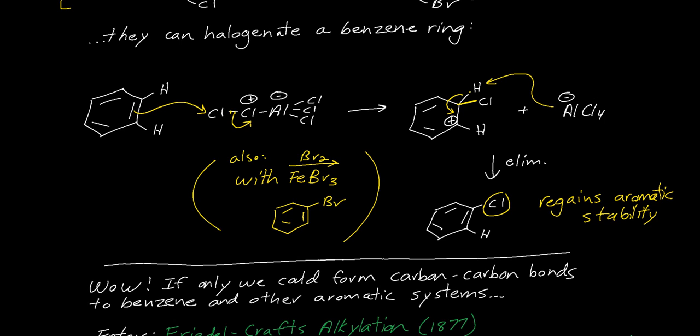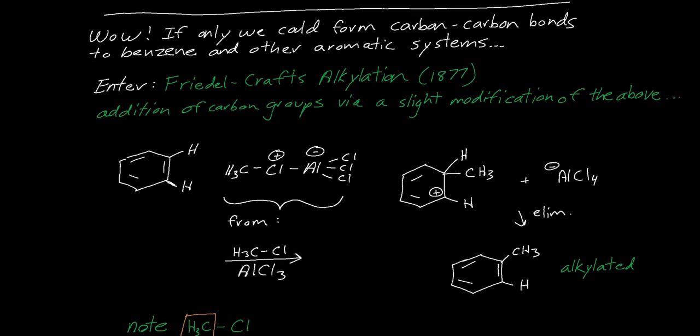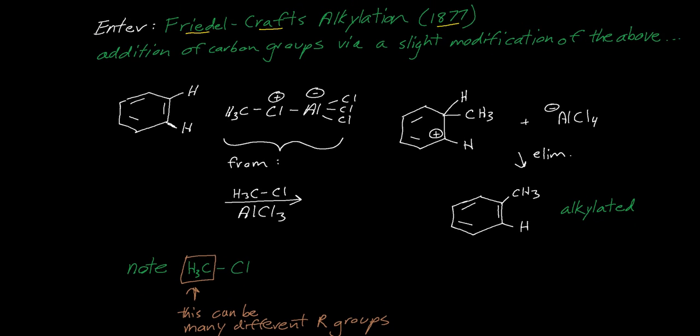Okay, so when this was learned, it didn't take long before someone said, wow, if only we could form carbon-carbon bonds this way. And thus, we see Friedel-Crafts alkylation, 1877, believe it or not. Not sure they knew the detailed mechanism entirely at that point, but they mixed things together and got products that they could identify. This is really a slight modification of what we saw above.